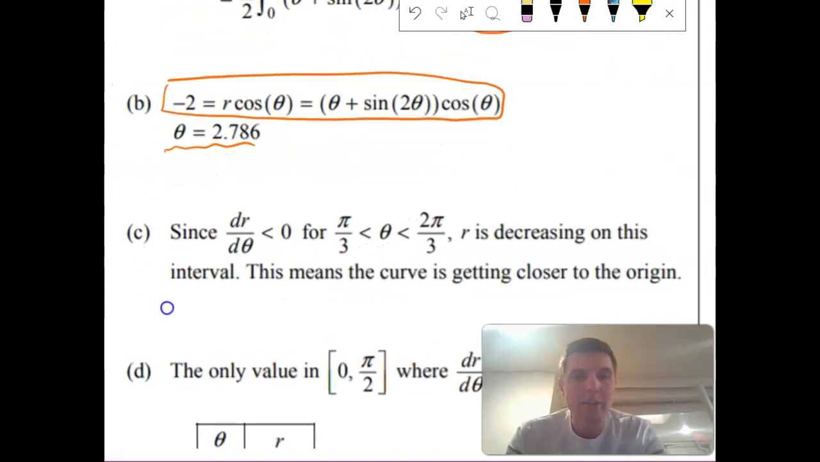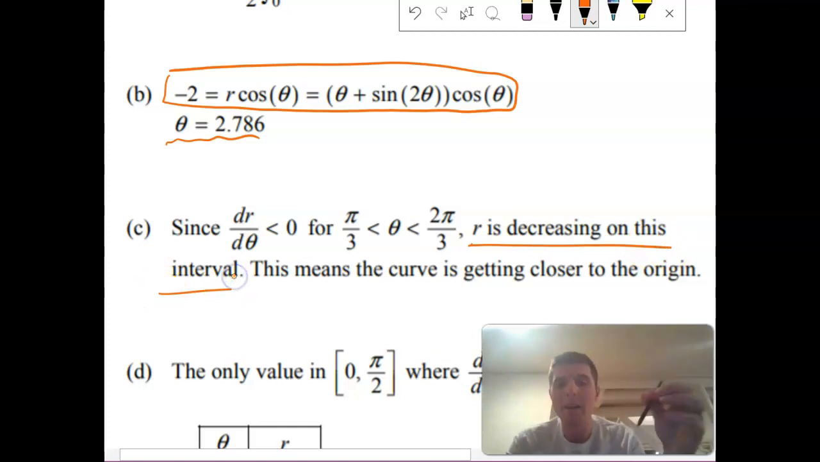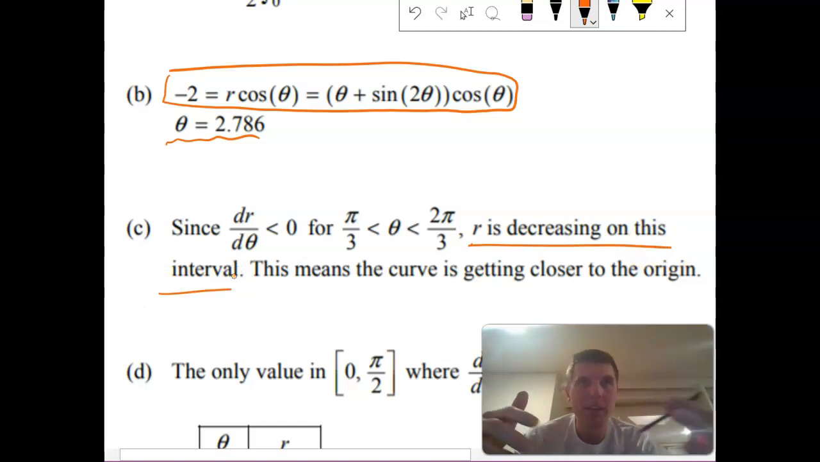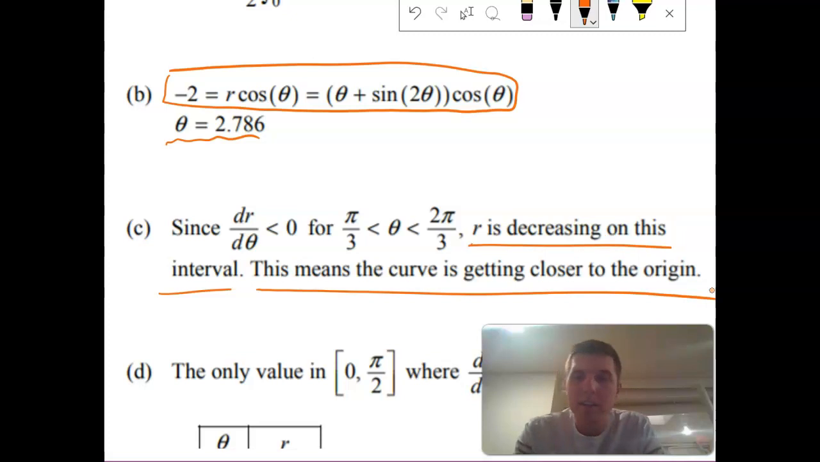As long as you answered both questions, as long as you said something like r is decreasing, the radius is getting smaller, the distance from the curve is getting smaller, you can almost say this in one sentence and I feel like it could be correct. But they have it split into two. So r is decreasing and the curve is getting closer to the origin is how they split it up. Overall, pretty solid job. Nice work.